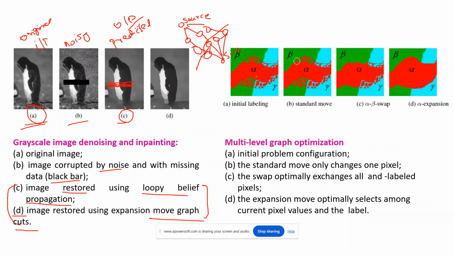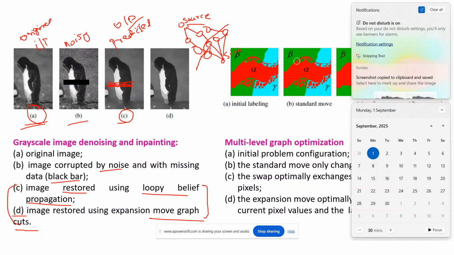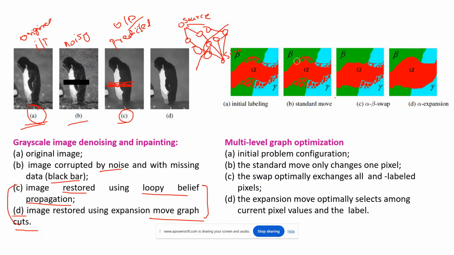So this is the initial labeling. This image has alpha, beta, and gamma. Alpha is represented in red, beta is represented in green, and gamma is represented in cyan or magenta color. I want to fill the uneven pores into red, green, or cyan based on the nearby pixel. This is the initial labeling. In a standard move, I can change only one pixel, which is highlighted in the white circle. The only empty pore is blocked.